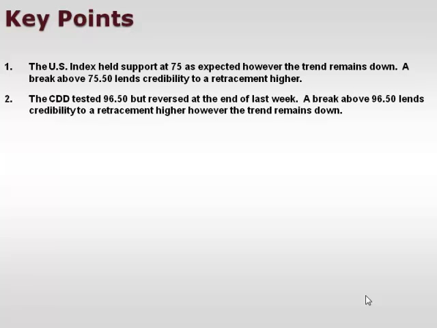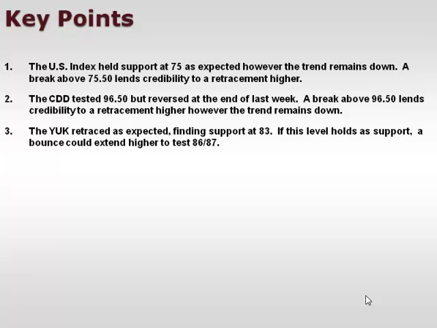The CDD tested 96.5 but reversed at the end of last week. A break above 96.5 lends credibility to a retracement higher. However, the trend remains to the downside. The YUK retraced lower as expected, finding support at 83. If this level holds as support, a bounce could extend higher to test 86-87.